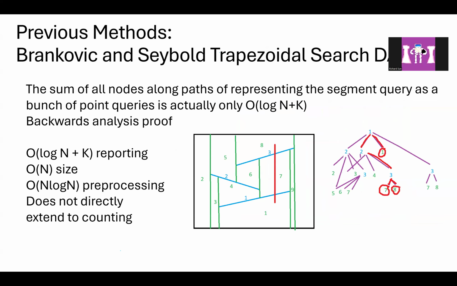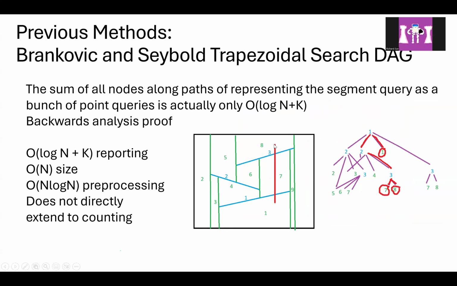And then we have the trapezoidal search method. The idea is that the query segment can be treated as k point location queries, where k is the number of regions it intersects. If you compute these all at once simultaneously, the total path is actually not that big: only log n plus k in size. Again, this strategy does not extend to counting. So yeah, that's it.